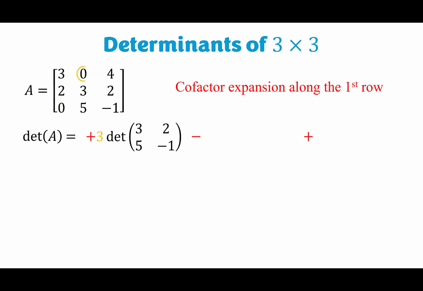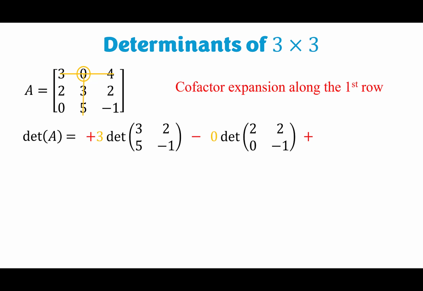Next, I circle the second number in the first row. Right, so I'm doing a cofactor expansion along the first row, so I'm going to stay in the first row here when I circle these numbers. I'm going to cross off its row and column and do the same thing. I'll have 0 times the determinant of the remaining numbers. Right? 2, 2, 0, negative 1. Now that one won't really matter because we're multiplying by 0, so in the end it will be 0.